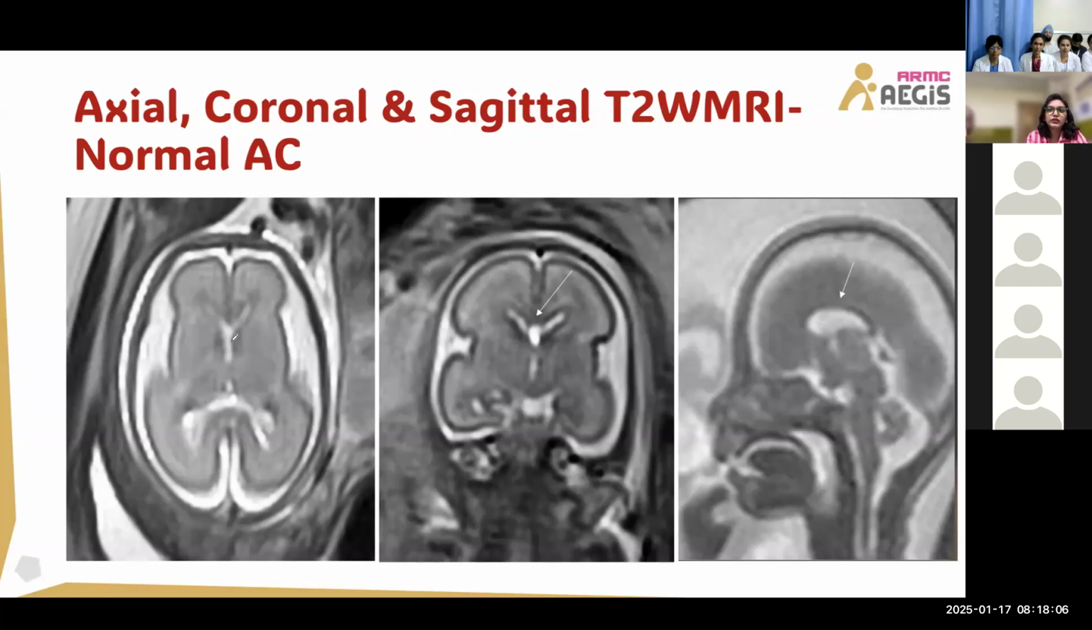These are a few T2 weighted MR images showing the normal anterior complex in all three planes, that is axial, coronal and sagittal. Here we can clearly see the normally appearing CSP with two frontal horns of the lateral ventricles, a normally appearing genu of the corpus callosum, and the anterior or frontal interhemispheric fissure. Whereas in the sagittal section, we can clearly see the completely normal corpus callosum along with the normally appearing cavum septum pellucidum.